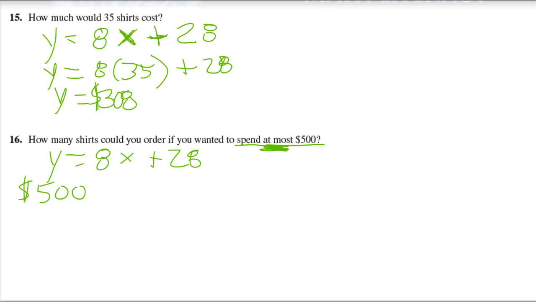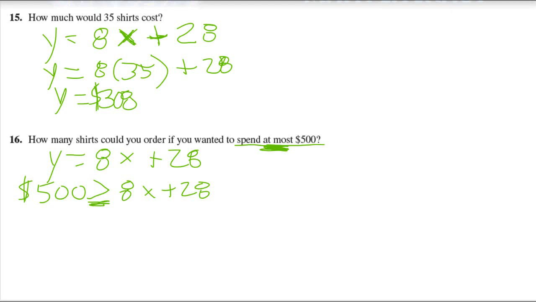I'm actually going to write this as an inequality because that's something you're going to need to do on your test. So the actual value is going to be 8x plus 28, and we want the actual value to be less than $500. Or we want $500 to be greater than, and actually when it says at most, it could be greater than or equal to the actual value. So $500 is greater than or equal to the actual cost, which is 8x plus 28.